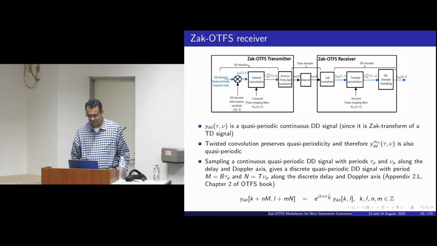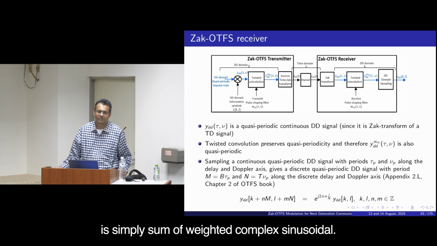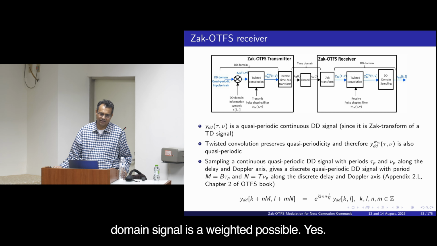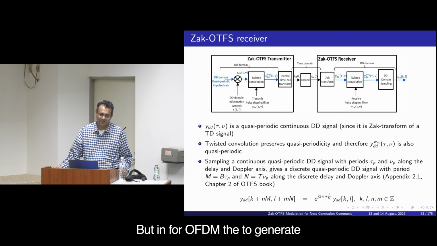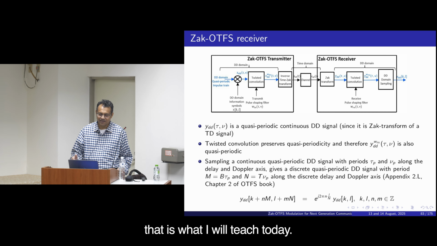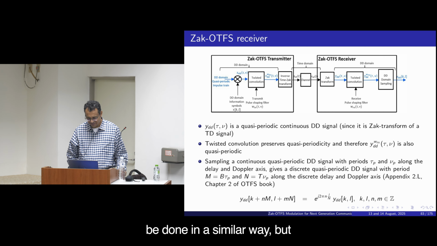Question? Yeah, please. For OFDM, the time domain signal is simply a sum of weighted complex sinusoids. Yes, right. And similarly for OTFS, the time domain signal is a weighted pulse train. Yes. But for OFDM, the implementation is done through IFFT and FFT. Yes, that is what I will teach today. So meaning the OTFS, it also can be done in a similar way. Yeah.